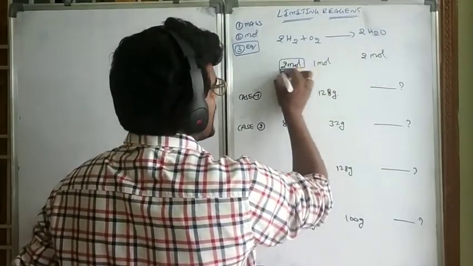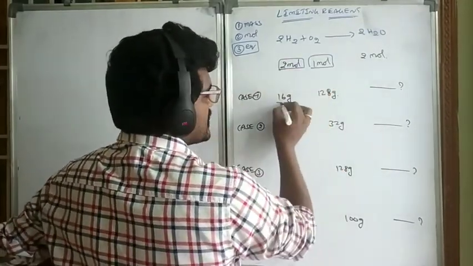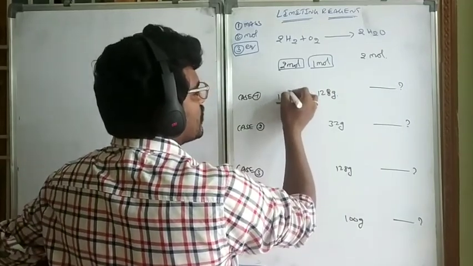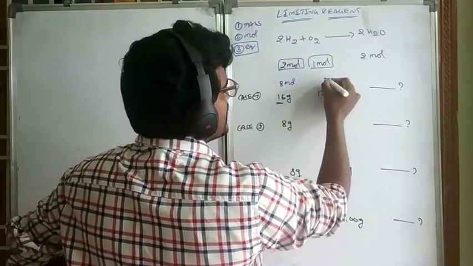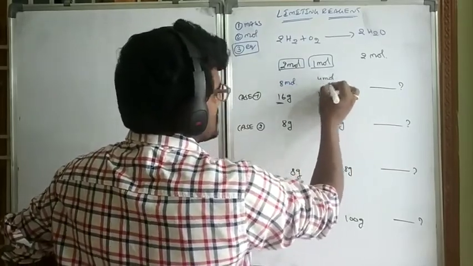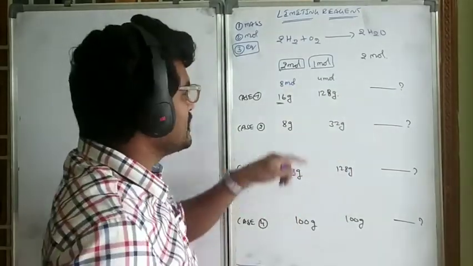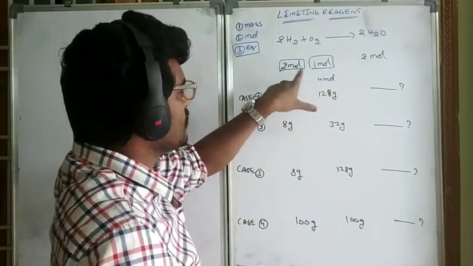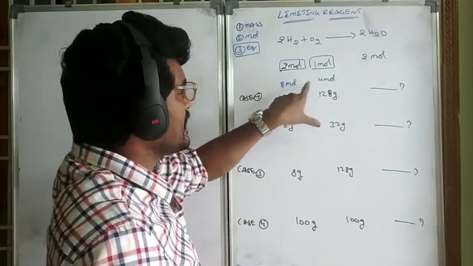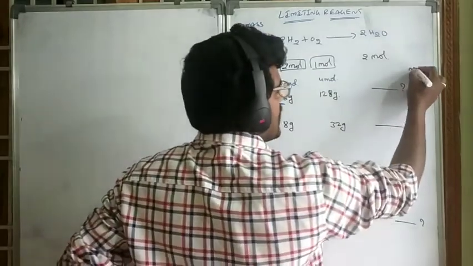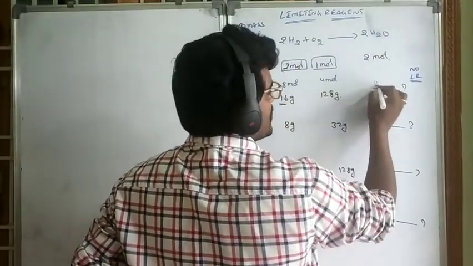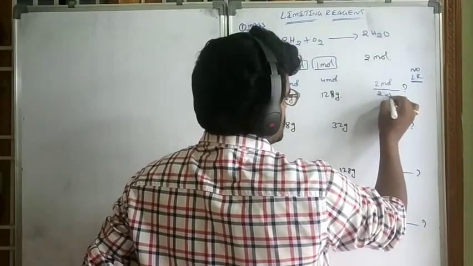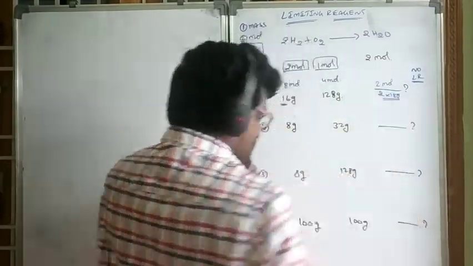2 moles react with 1 mole. 16 grams means how many moles? 16 grams means 8 moles. 128 grams means 4 moles will come. So here you can easily identify 8 moles with 4 moles. 2 moles with 1 mole means 8 moles with 4 moles, so here there is no limiting reagent. So 2 moles produce 2 moles of water, so 2 into 18 grams.